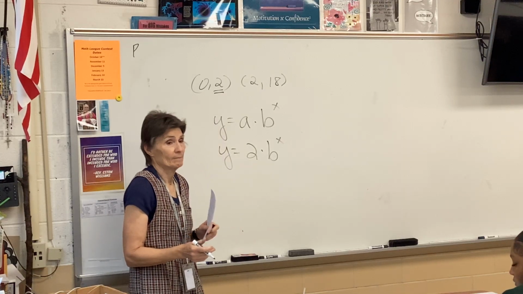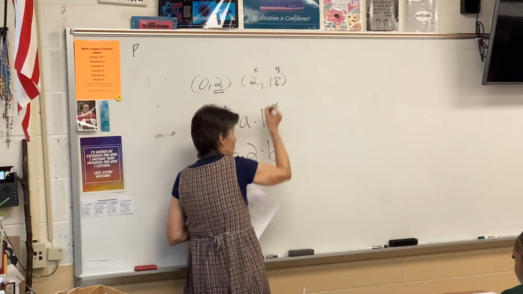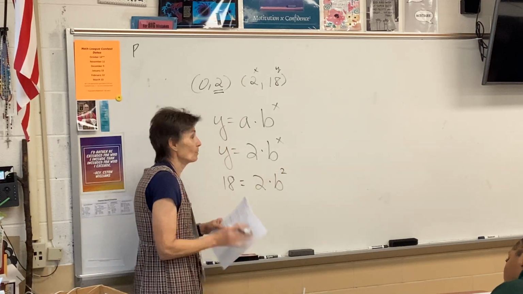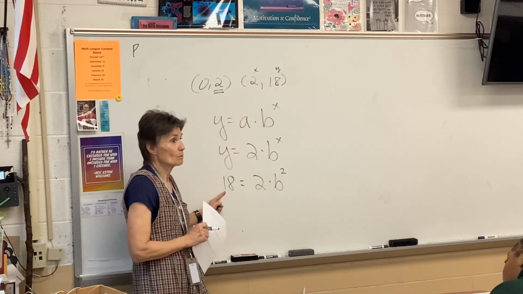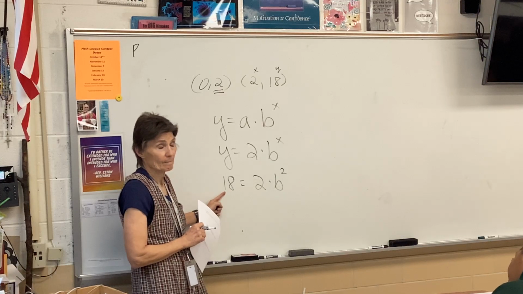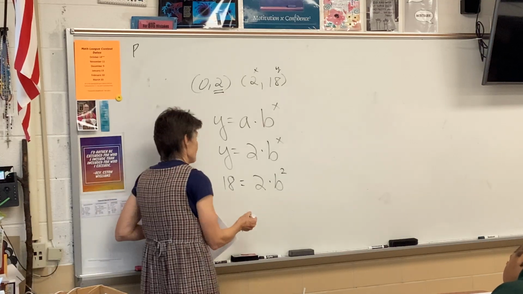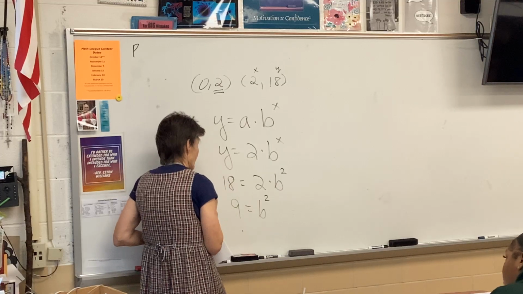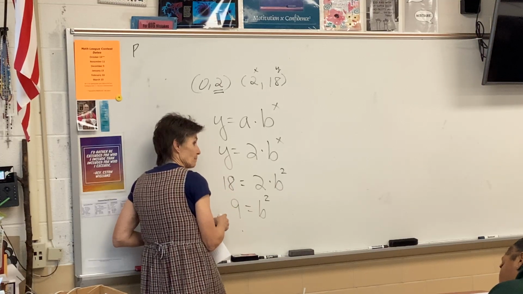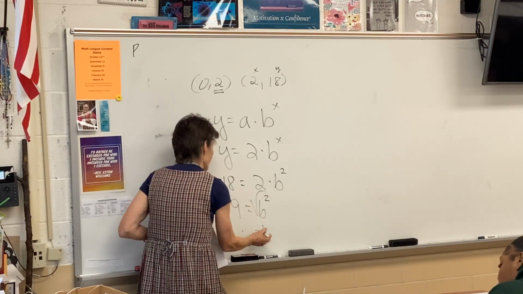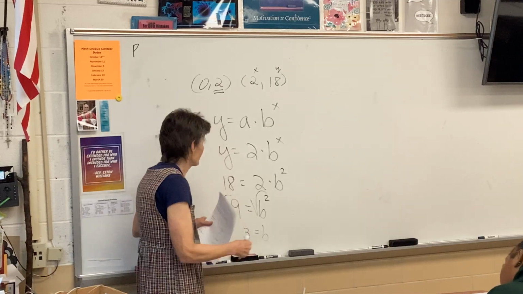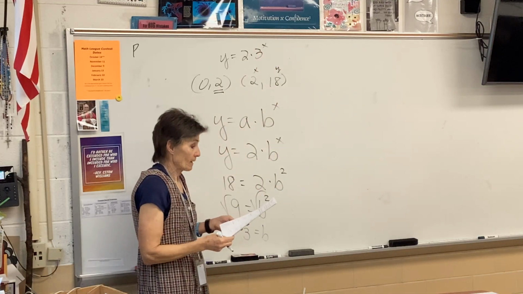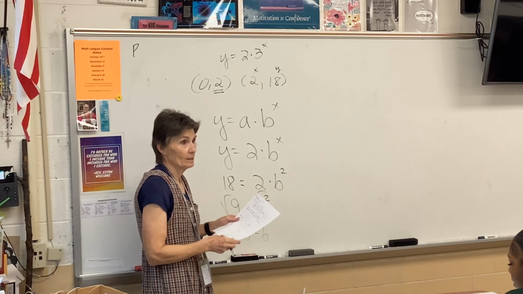And how do we find B? We plug in the other point. So 18 equals 2 times B squared. Remember, that ordered pair is X and Y. So those numbers are going in for X and Y. Okay, how do we solve that? Divide by 2. And then how do I solve that? Square root. So B equals 3. And then write your answer. Y equals 2 times 3 to the x. And stop right there. Don't do anything else to that.